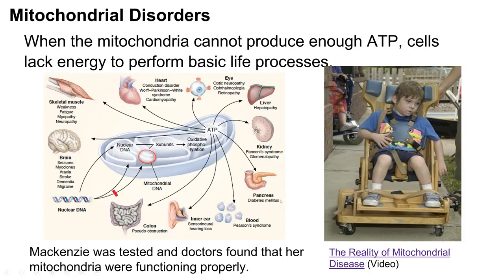Okay, so mitochondria are something that, if they aren't functioning correctly, can cause systemic diseases. Mitochondria create energy. There are a lot of human disorders that have to do with mitochondria not functioning correctly, and they would all end up with low energy as one of the primary signs. Cells lack energy to perform basic life processes.